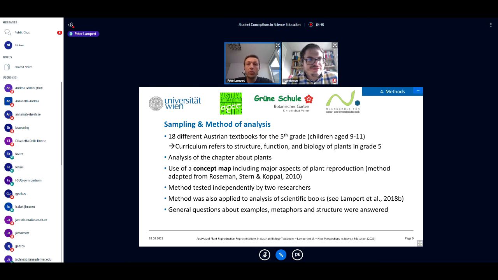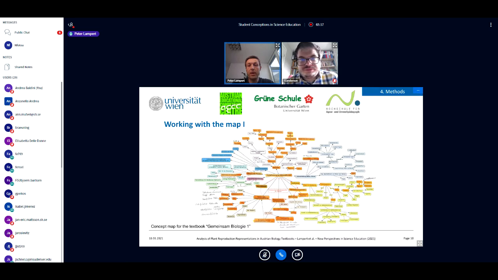Our sampling contained only books from the 5th grade because the curriculum refers to plants in this grade, but it doesn't mention plant reproduction explicitly. But in all school books, this topic was included at this age. And we then used the concept map to analyze all these books. And we answered some additional questions about metaphors used in these books and how the general structure was in all books. So how does this map look like?